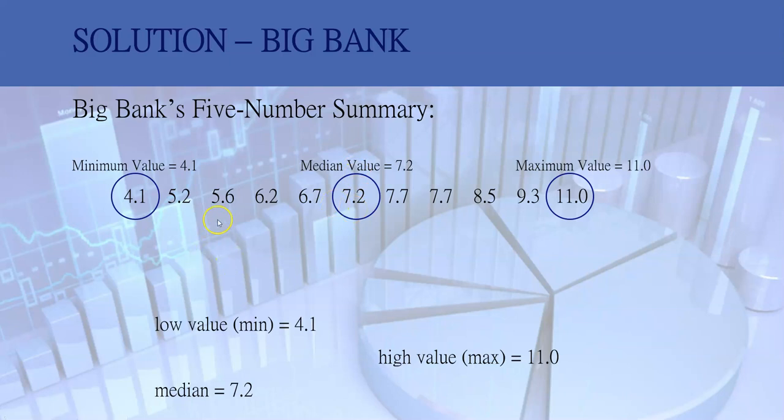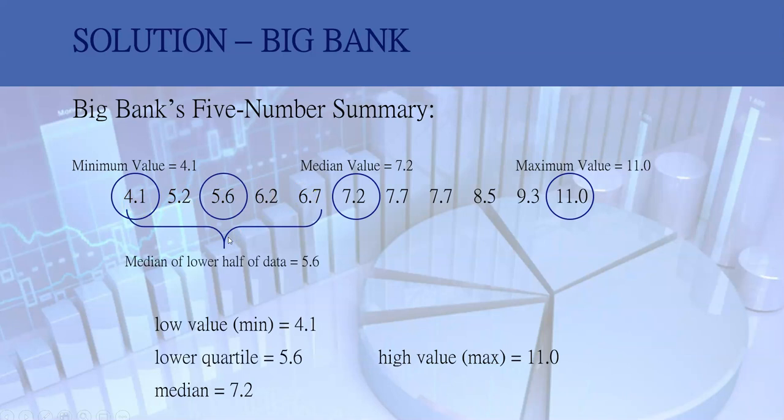Okay, so that means to calculate the lower quartile, I need to find the median of these 5 values, the 4.1, 5.2, 5.6, 6.2, and 6.7. Those are on my lower half. The middle of these 5 is 5.6. So there's my 4th number.